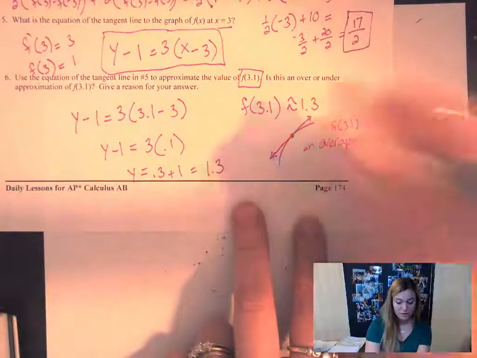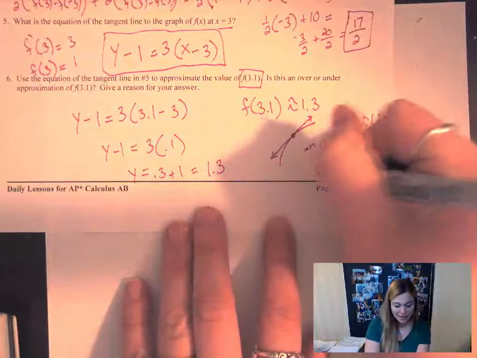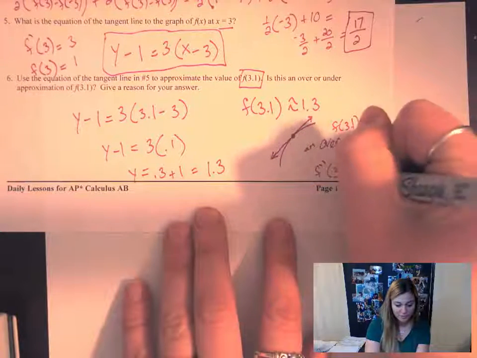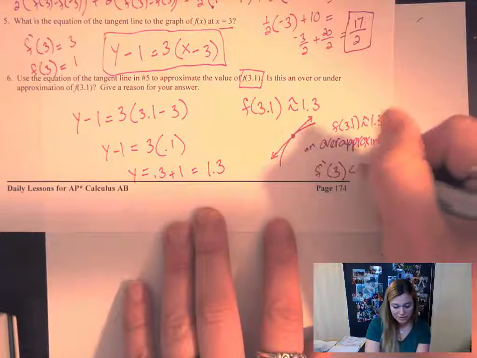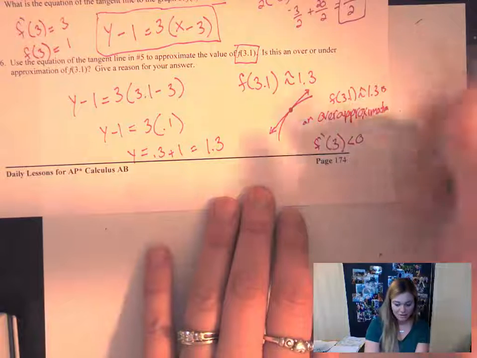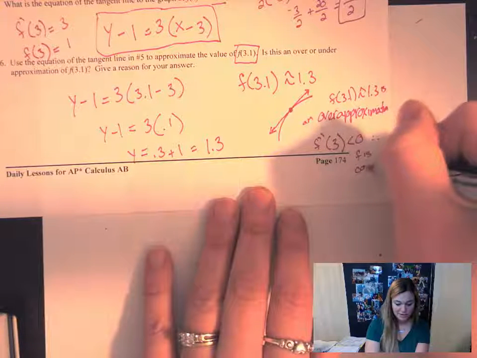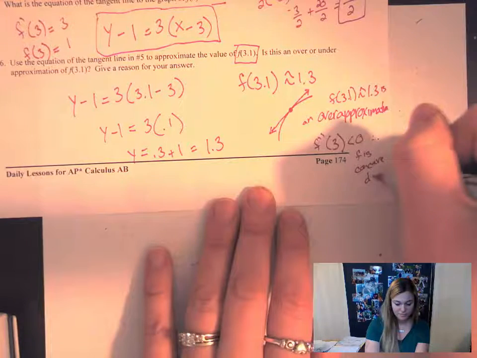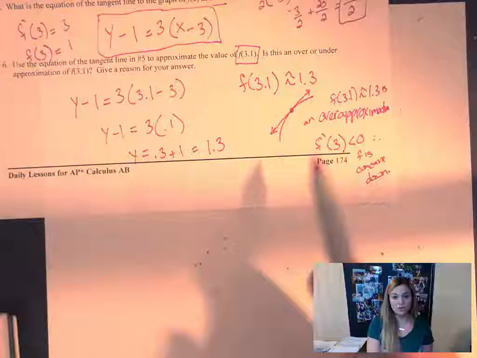My reason for the answer is because f double prime of 3, what did we say this one was? Is less than 0. And I can see, therefore, f is concave down. That's enough information, and the picture really helps.